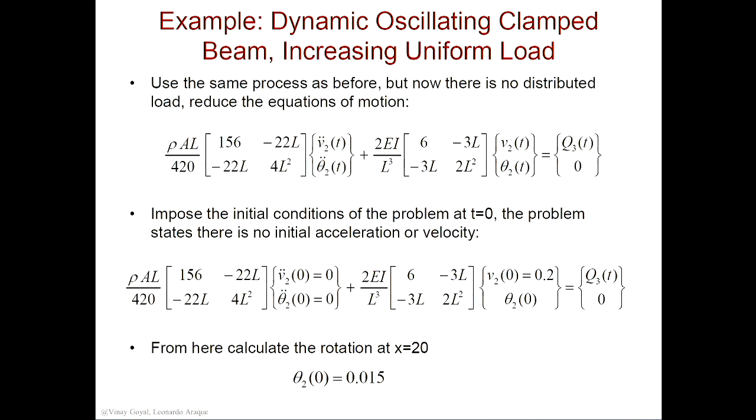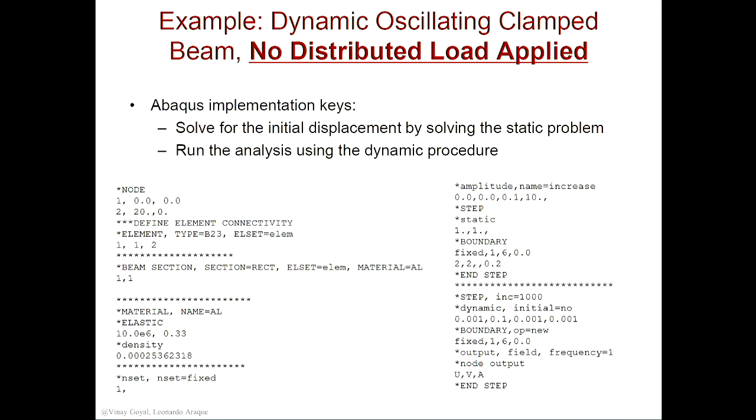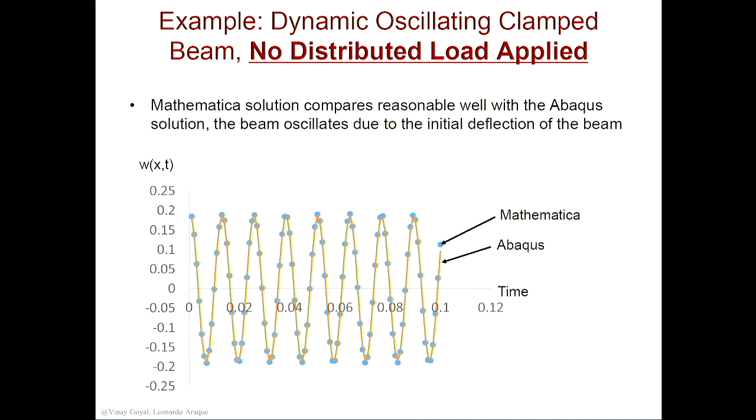All right, so I ran it, same process. I won't bore you. The difference is I don't have a forcing function here. There's no distributed force, just the initial deflection. So I ran that in Abaqus as well, by the way. I have a static step, a dynamic step, but no distributed force. You see any distributed force there? No, no *DLOAD. Everything else is the same. I ran the analysis. And again, Abaqus and Mathematica match quite well. And again, you expect this to oscillate back and forth. Makes perfect sense to me.